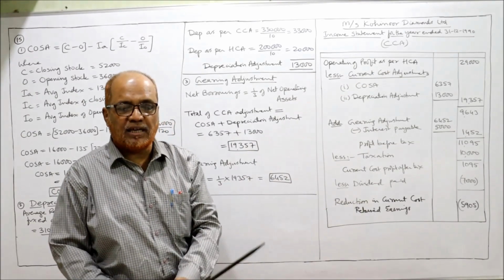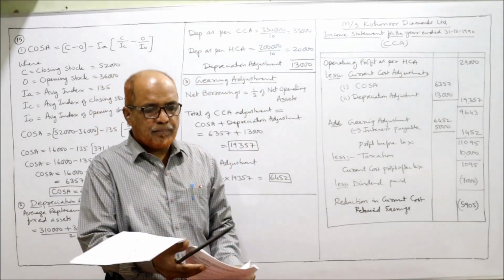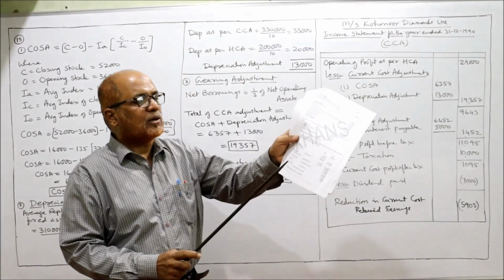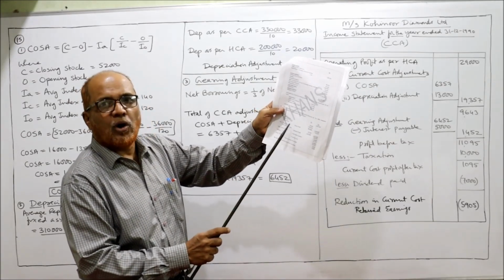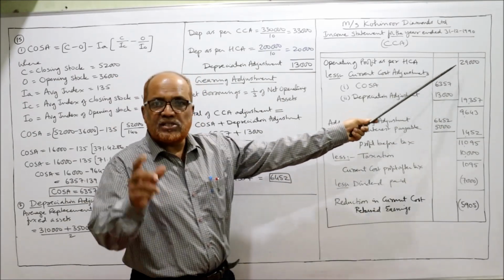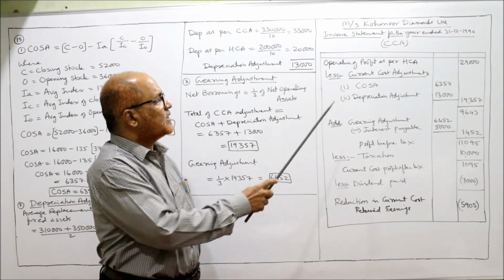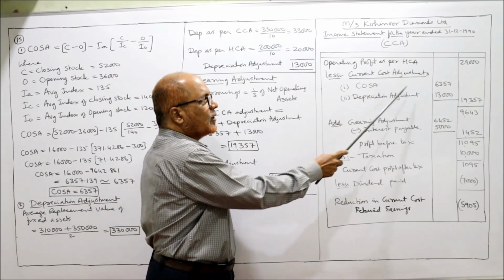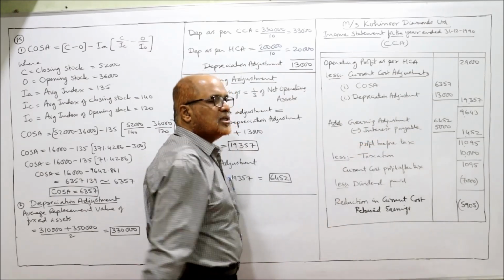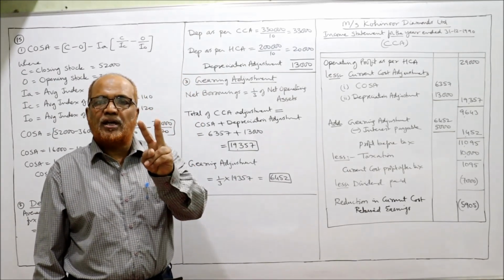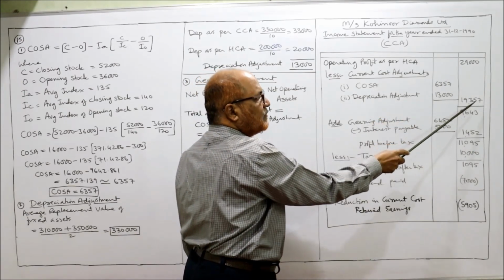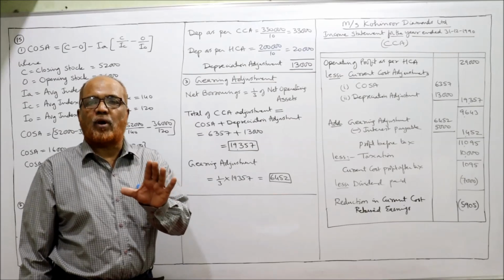Operating profit as per HCA. In the problem it is given, 29,000, operating profit as per historical cost accounting. Now to this 29,000 we will adjust all the adjustments. Less current cost adjustment CCA 6,357, depreciation adjustment 13,000. So total 19,357 is the adjustment, that is CCA and depreciation. 29,000 minus 19,357, 9,643 is the profit available.